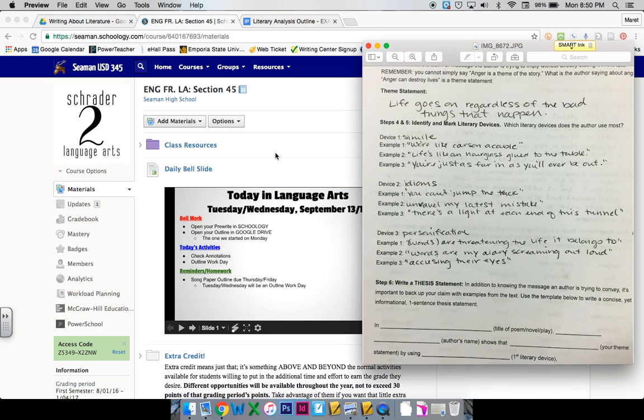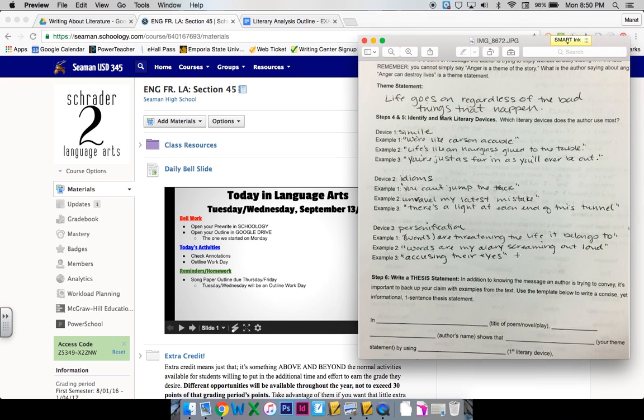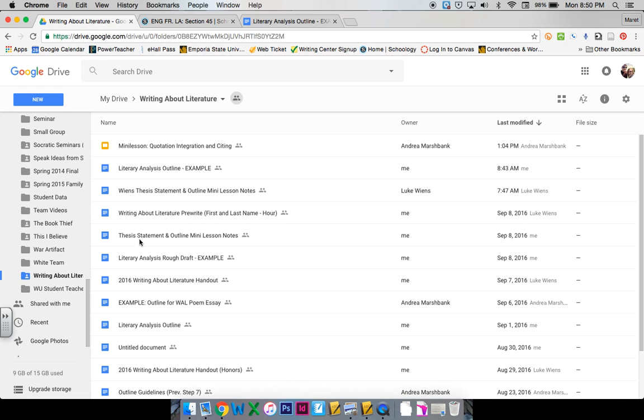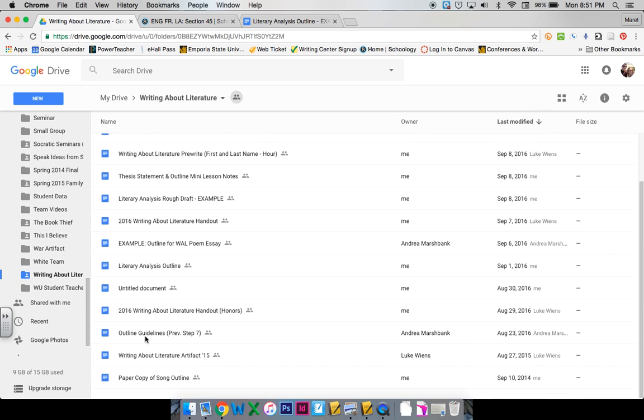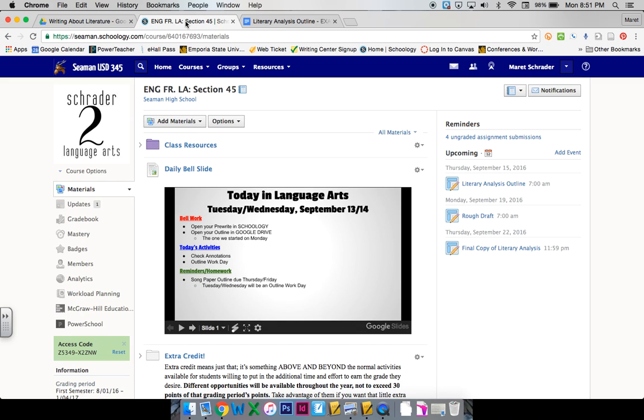Mine is going to be this right here because we did ours in class and I wrote it on paper. So here's mine. Yours might be in a tab up here because you opened it from Drive or something like that. So maybe you came in, found your pre-write, and just had it open in a tab. The next thing that you're going to need to have open is the actual outline.